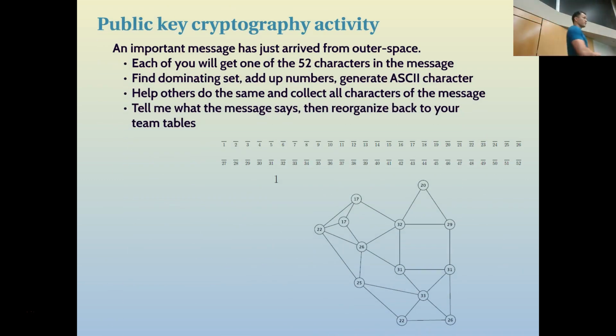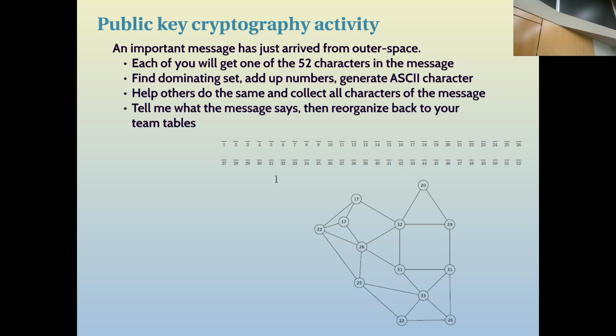This is the last activity of today. The activity is: an important message has arrived from outer space. Each of you will get a single character of this message. It's been encrypted. What I want you to do is find the dominating set for this graph, add up the numbers for the nodes that are part of the dominating set, and figure out the ASCII representation for that number. So, did you bring your ASCII table?